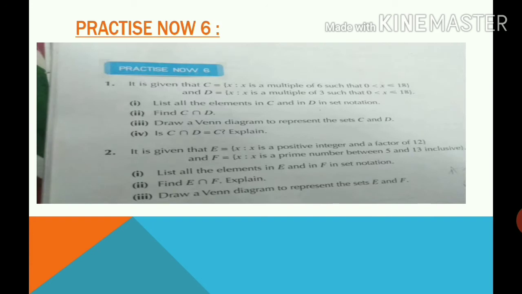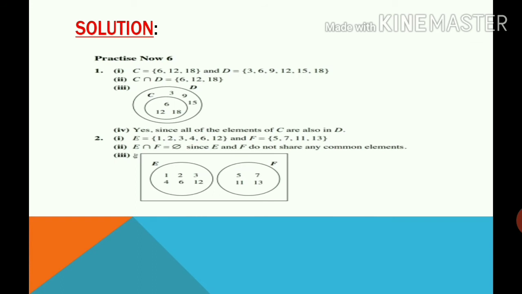Now let's come to the second part. The second part is find C intersection D. Students, as I have told you before, and explained with the help of an example, intersection means common. In intersection, you have to write down those elements which are present in both sets. So C intersection D is equal to, here you can see, 6, 12, and 18. These three elements are also there in D. So these elements are common. So you write down C intersection D is equal to 6, 12, and 18, because these elements are present in both sets. So these are the common elements.